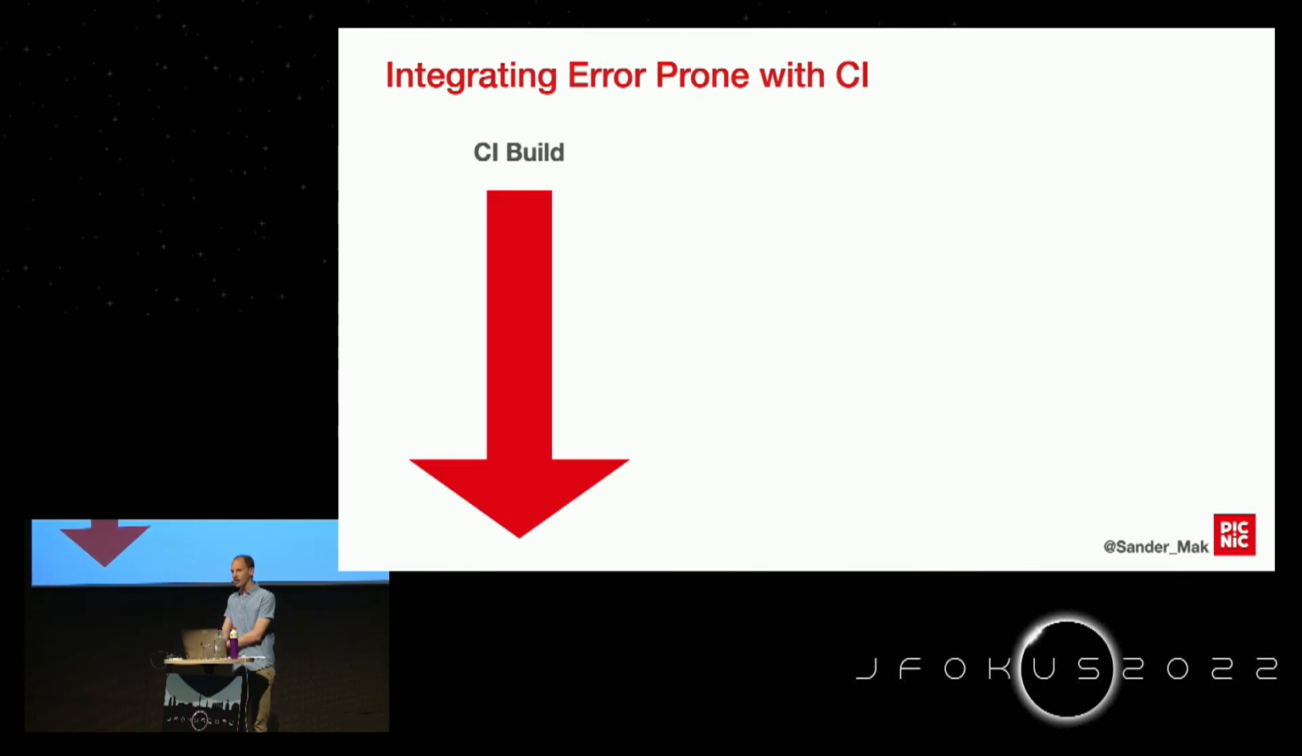So how do we actually hook this into our CI pipeline, right? Because you saw local demos, it worked pretty nicely. But in the end, we need to do this at scale. So this means it needs to be part of our CI pipeline. And it's actually pretty straightforward.